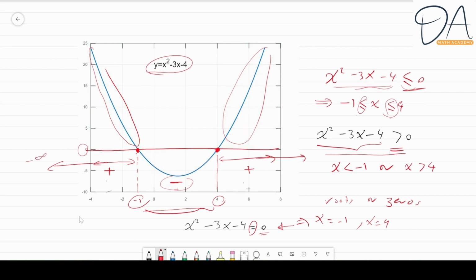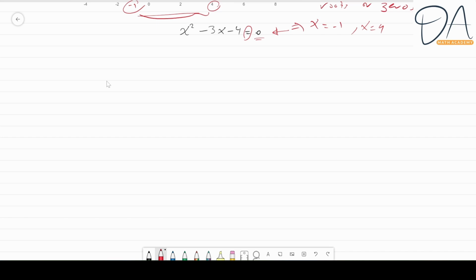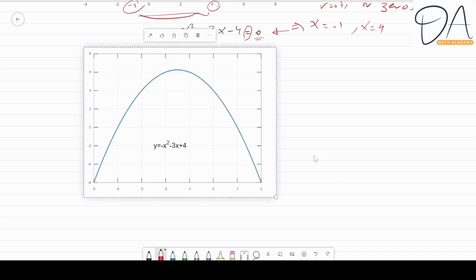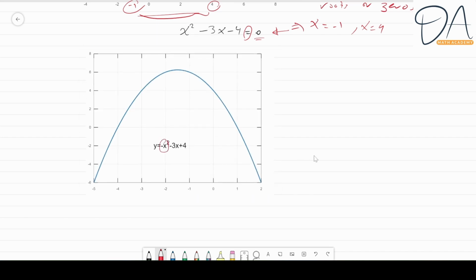So let me show you a plot of another function. So this is a plot of another function. Notice that here the x squared has a minus sign, and then you look at the points where we are crossing 0, it will be here at minus 4 and here at 1. And again, notice the interval between the two zeros, in this case it's positive, and the interval before the first 0 is negative, and the interval greater than the second 0 is negative.